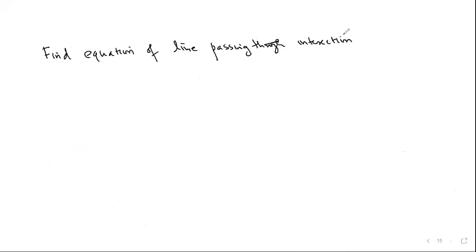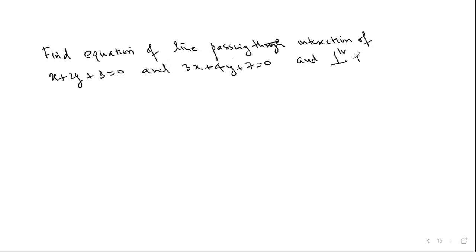Okay, write one more question. Find the equation of the line passing through the intersection of x plus 2y plus 3 equal to 0 and 3x plus 4y plus 7 equal to 0 and perpendicular to x minus y plus 9 equal to 0.